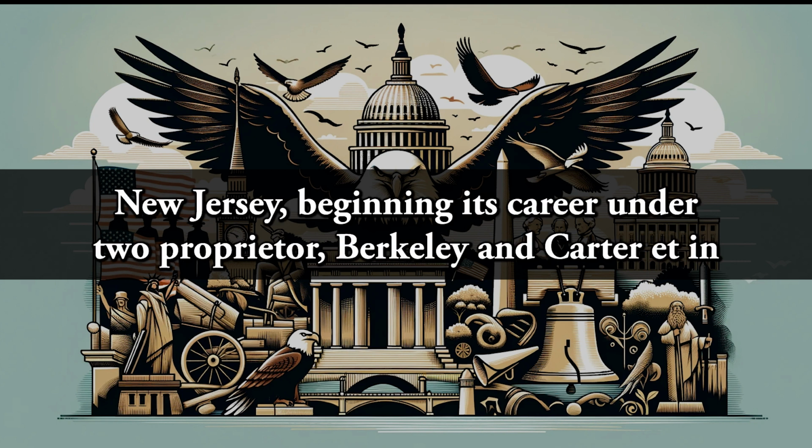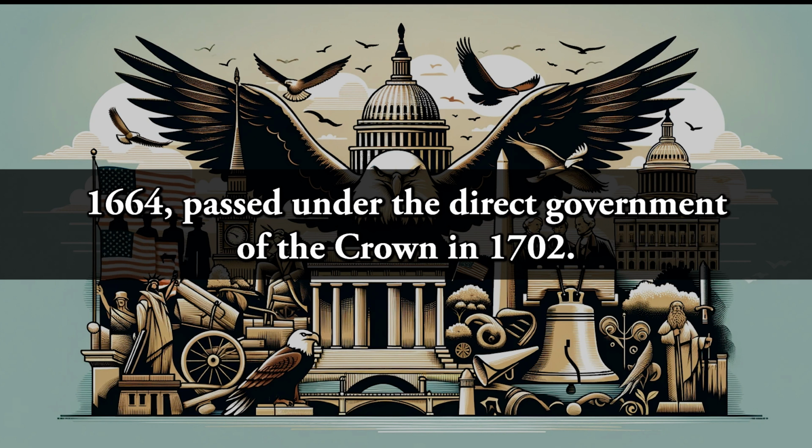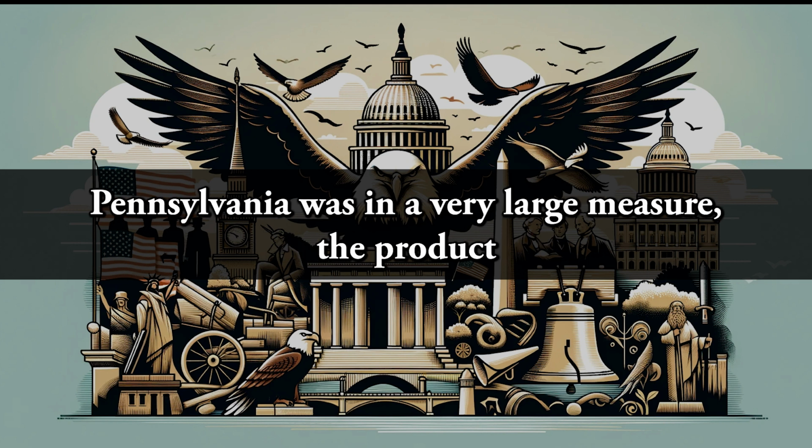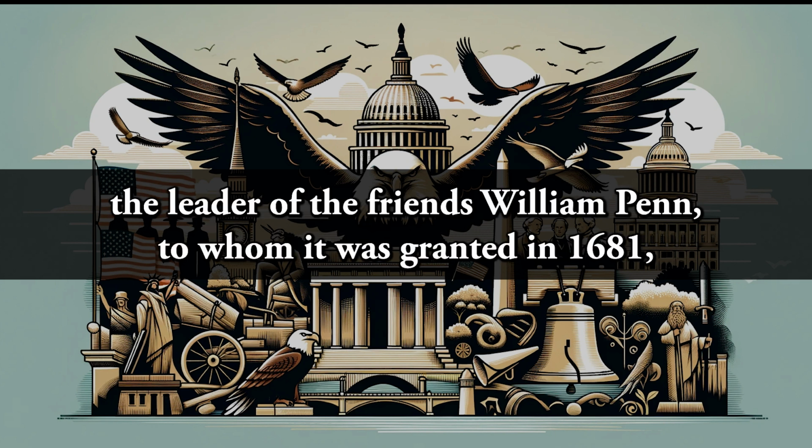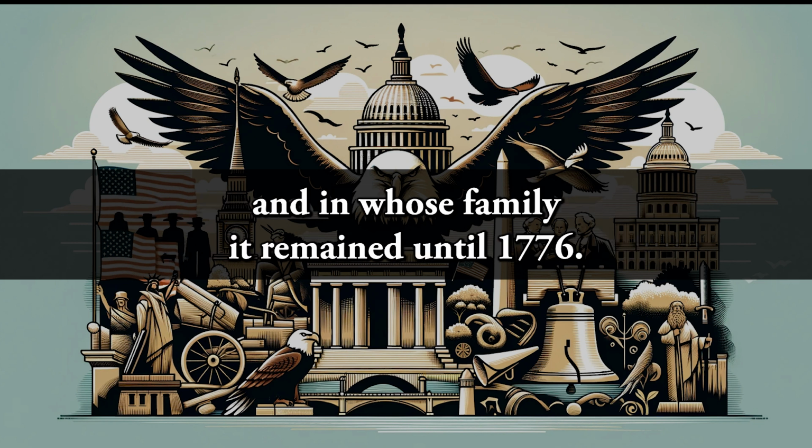New Jersey, beginning its career under two proprietors, Berkeley and Carteret, in 1664, passed under the direct government of the Crown in 1702. Pennsylvania was, in a very large measure, the product of the generous spirit and tireless labors of its first proprietor, the leader of the Friends, William Penn, to whom it was granted in 1681, and in whose family it remained until 1776.